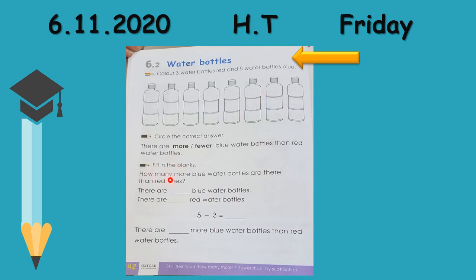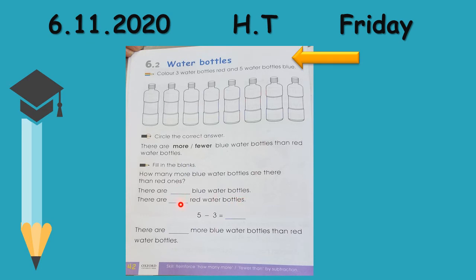Filling the blanks. How many more blue water bottles are there than red ones? There are blue water bottles. How many? 5. 1, 2, 3, 4, 5. And then there are red water bottles. How many bottles did you color red? 1, 2, 3. There are 3 red water bottles.